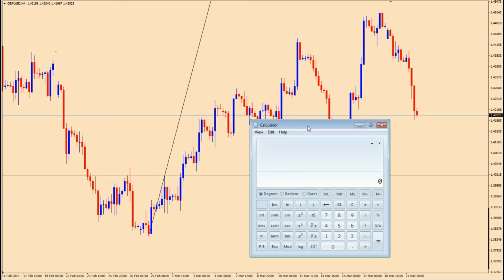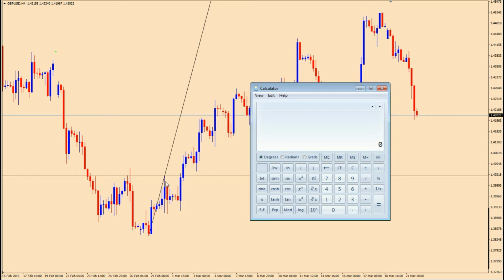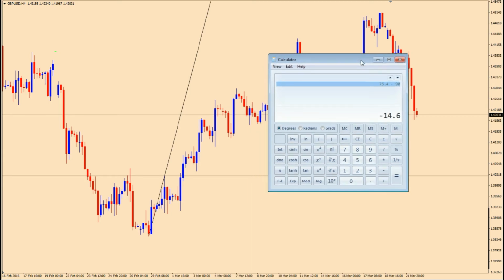Now, to be able to figure out the rest of the square, all we have to do is enter in the degrees here, which is 75.4, and subtract 90 degrees from it, because, as I'm sure you know, each side of the square is 90 degrees from each other, a right angle. And it gives us negative 14.6 degrees, or a down angle of 14.6.